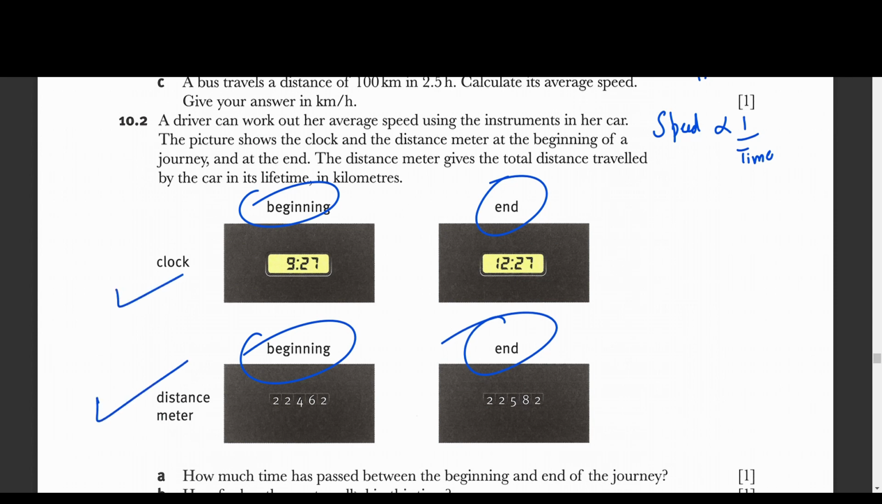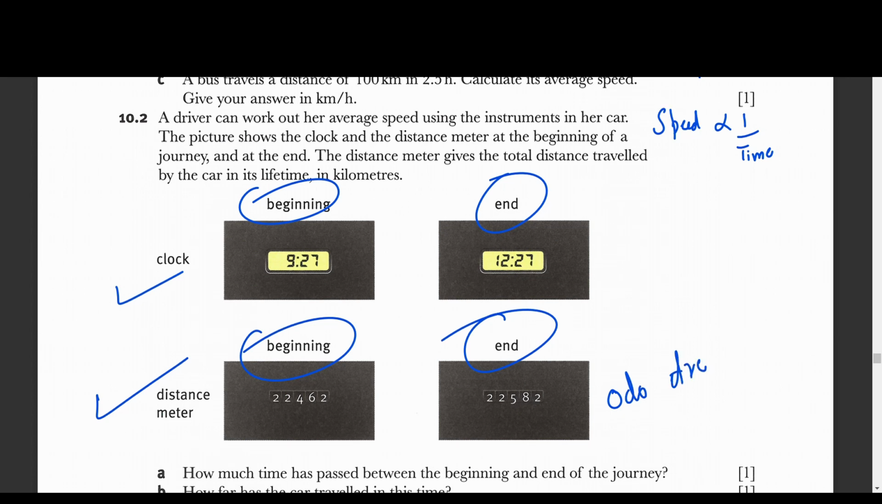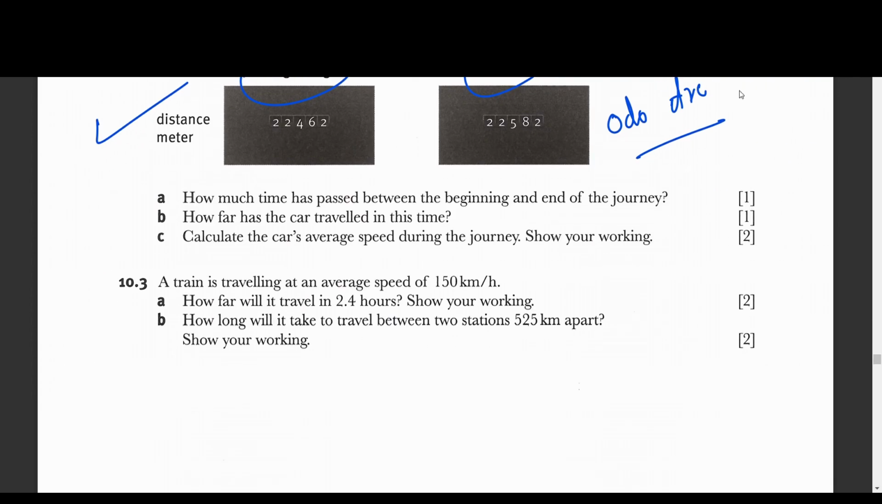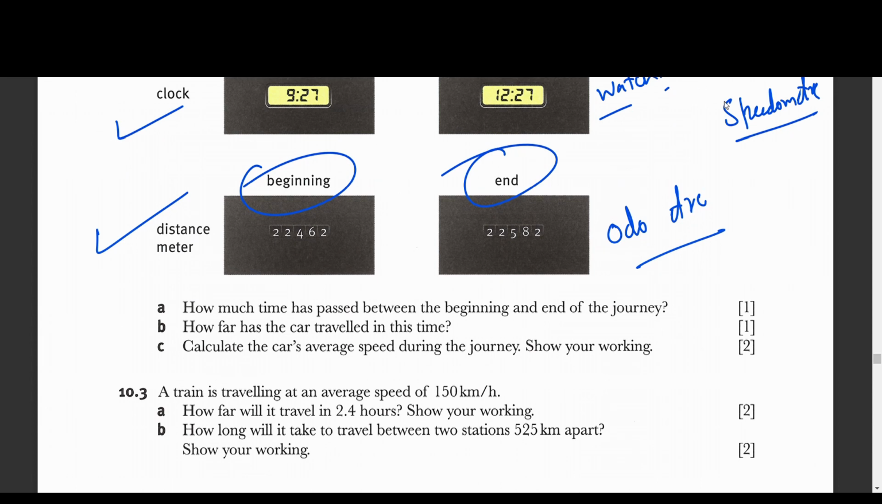So this is like an odometer. And this is simply a watch. It's a digital clock we have in our cars. There is one more that's called a speedometer that tells us the speed of the vehicle as it's moving. Fine. 10.2 part A says, how much time has passed between the beginning and end of the journey?